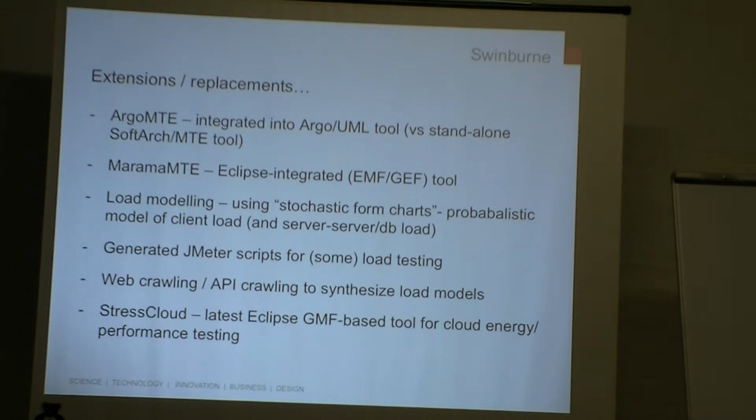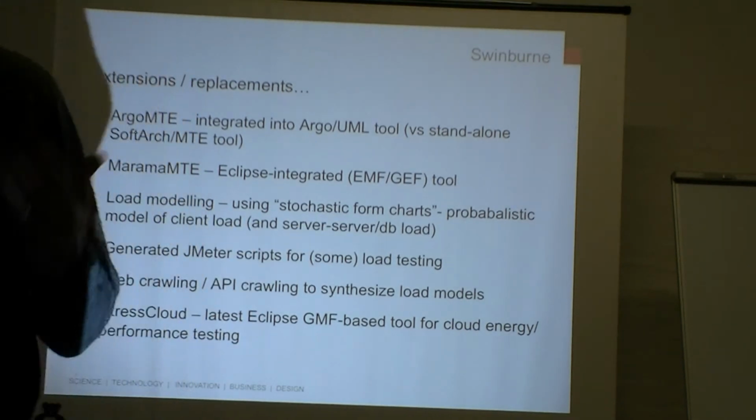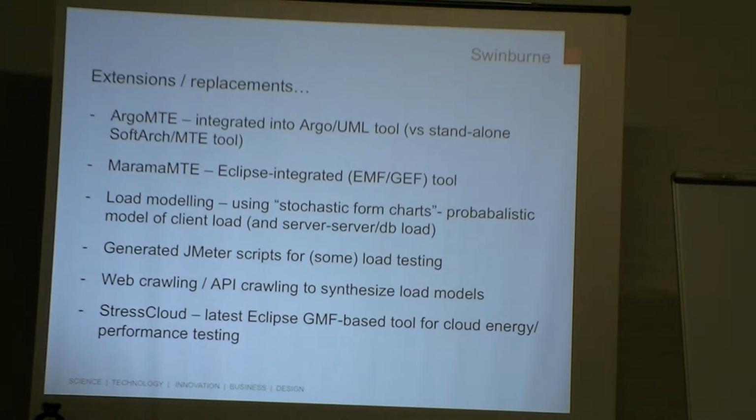And we also built a new load modelling frame. This is called a stochastic form chart, and I'll show an example of one of those. This is a probabilistic load model of a bunch of clients, how they would behave. Originally it was designed for web testing, but we modified it to do server to server and server to database load testing. It's basically a probabilistic model of how a system would perform, and you can scale that to enormous. So we've had several thousand concurrent clients running against a server.